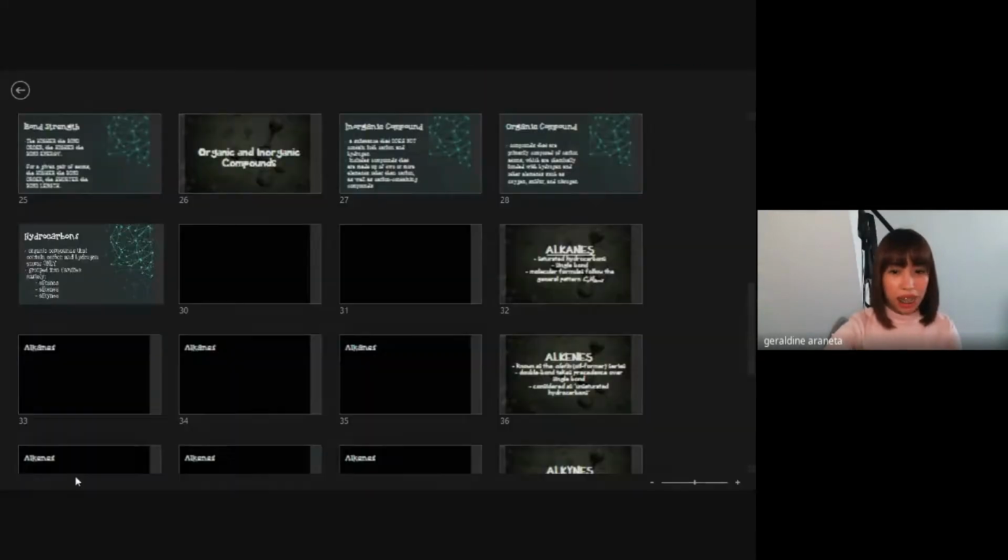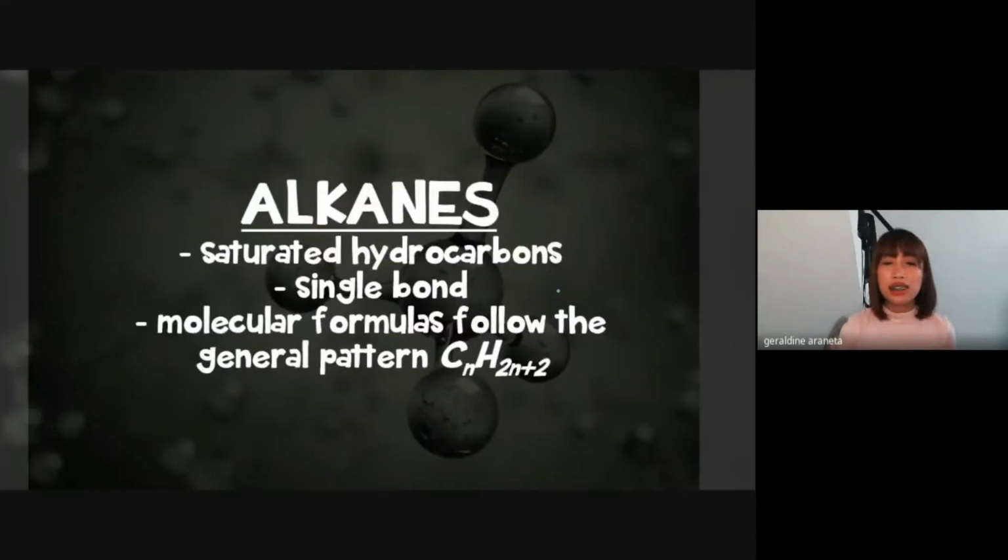Pag sinabi nating alkanes, alkanes are saturated hydrocarbons. So very visible or very prominent kay alkanes with an A, yung kanyang single bond. So lahat ng bonds between the carbon and the hydrogen are all single bond. Wala nang iba. So the molecular formula follows the general pattern C sub n, H sub 2n plus 2. But we will not be discussing that anymore. Basta ang mahalaga, alam nyo na si alkanes ay may single bond. Alright, I will give you examples later on.